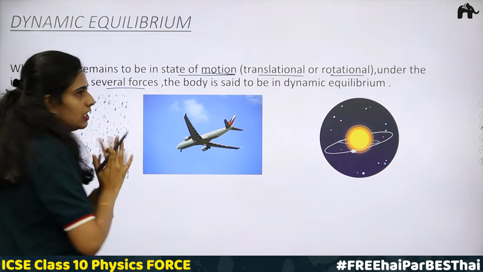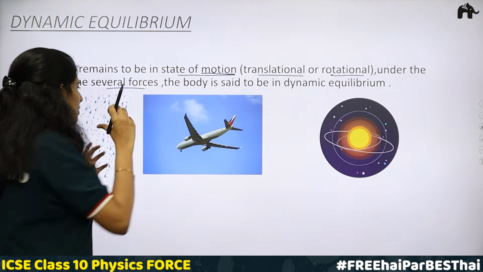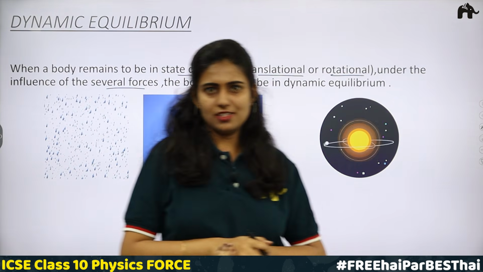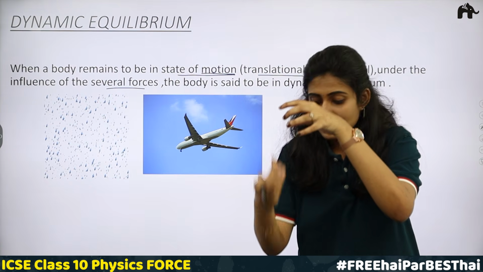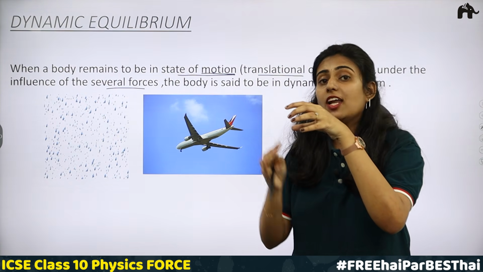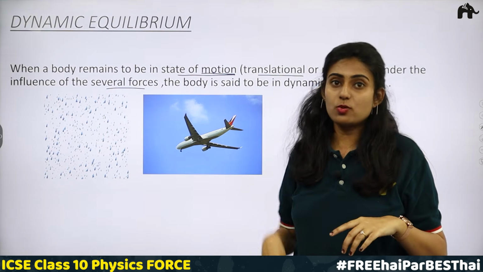Take the case of a raindrop. When a raindrop comes down, do you think the velocity of the raindrop is increasing? When you drop a bowl, what happens? It starts moving and the velocity starts increasing. That is why when it reaches the ground, there is a bouncing effect.